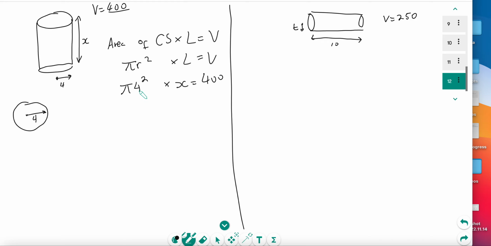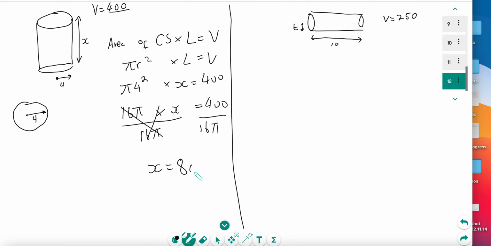Simplify this. 4 squared is 16. So pi times 16, which is the same as 16 pi, times x equals 400. Well, x is being multiplied by 16 pi, so I'm going to divide by 16 pi. This cancels out, so x is equal to 400 divided by 16 pi, which is about 8 centimeters.